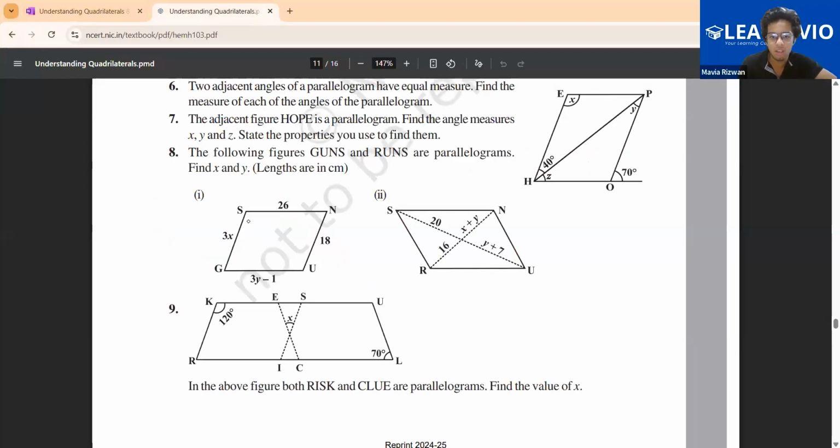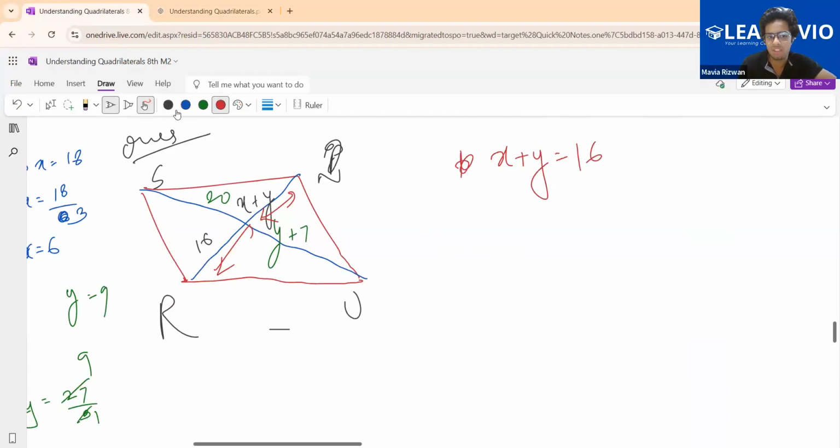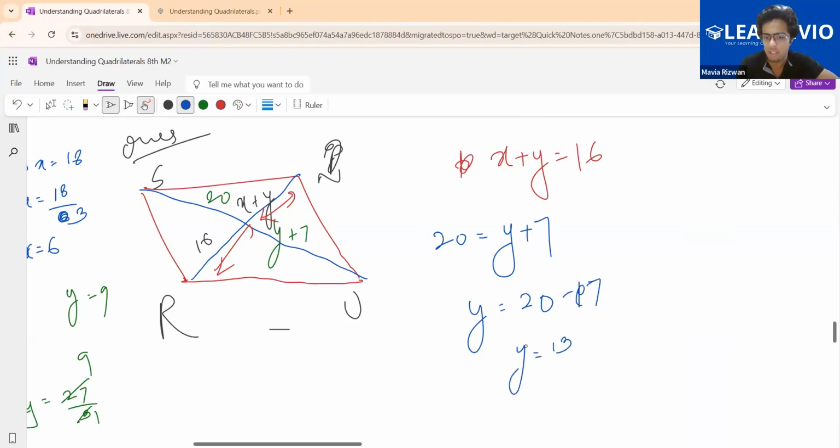And from here we get that 20 is equal to y plus 7, because here also the diagonal is being cut. So another equation is 20 is equal to y plus 7. Can we find out the value of y from here? So y is equal to 20 minus 7. So y is therefore equal to 13.